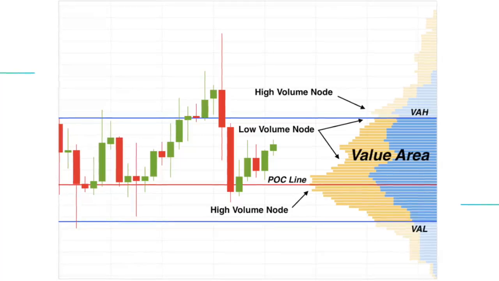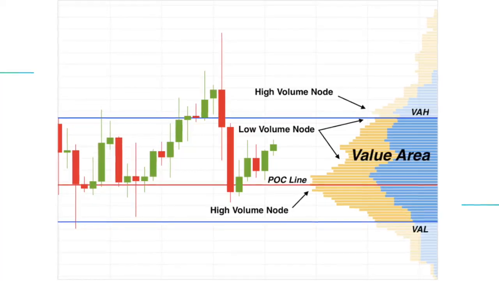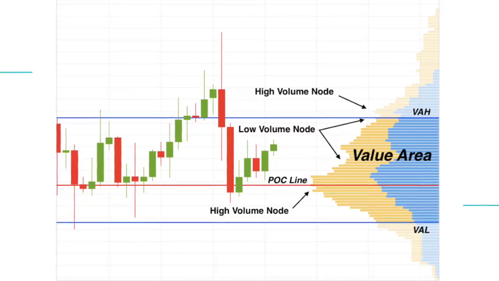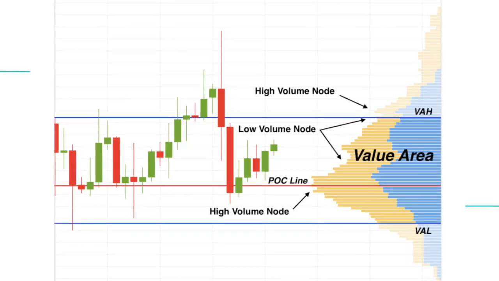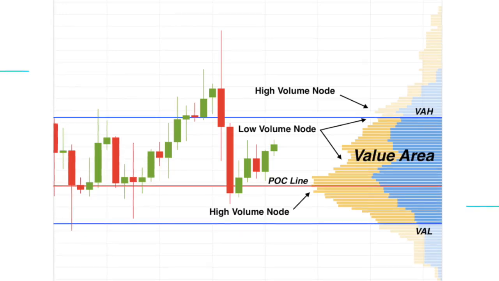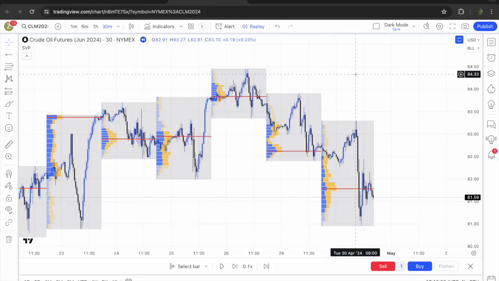So you have three levels. You have the value area high, which is the highest part of the range with the most volume. You have the value area low, which is the lowest part of the range with the most volume. And then you have the point of control. The point of control in most cases lies somewhere in the middle of the range, and this is the price level that has the overall most volume conducted within that trading period.